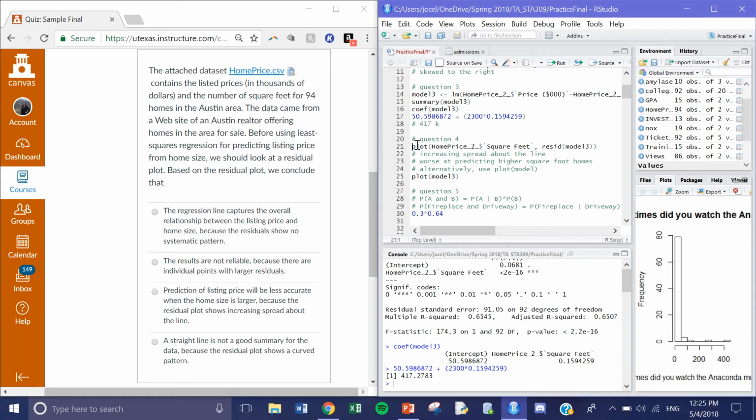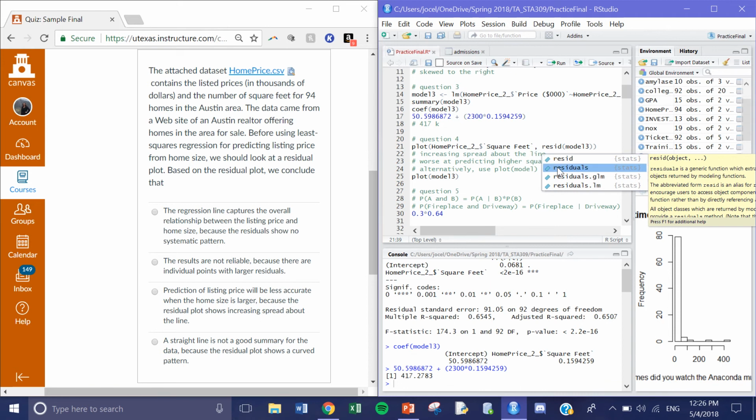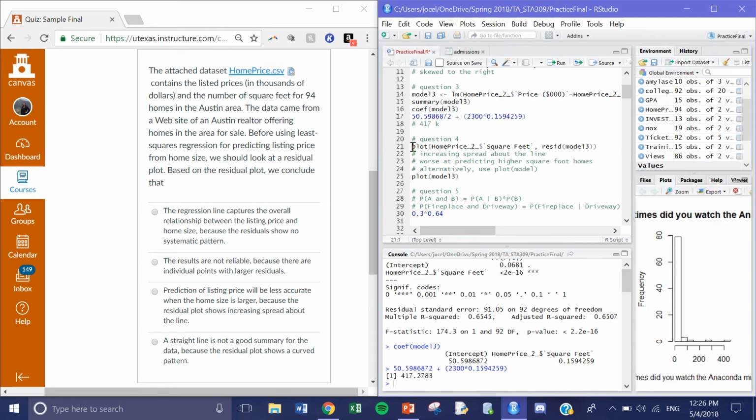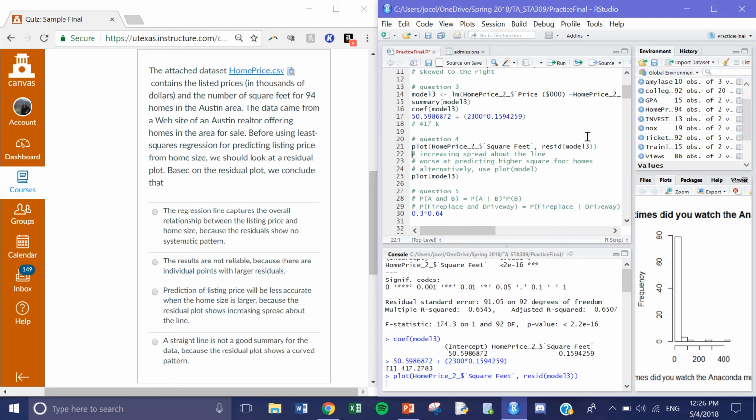So there are 2 different ways to do this. Either way, you get the exact same plot. First, I'm going to plot my x values, which is the square feet, comma, my y values, which are the residuals of model 3. This function could be residuals or resid. There are 2 different functions in R and they do the exact same thing. I'm going to do plot my x, comma, my y.